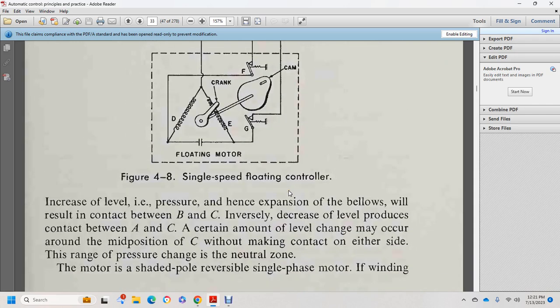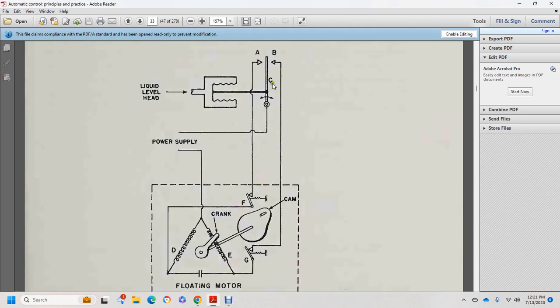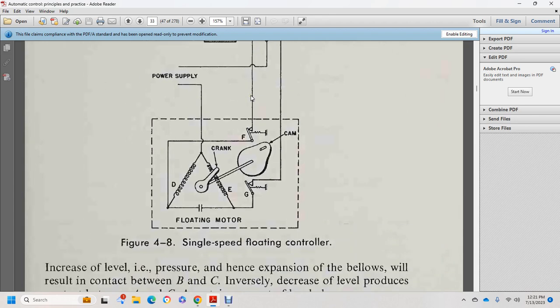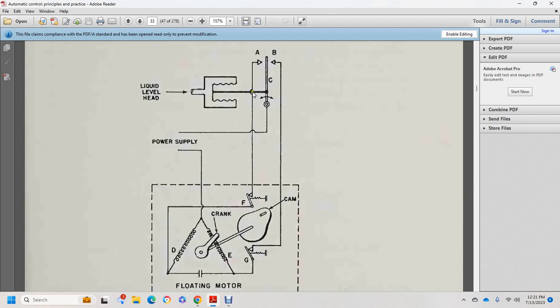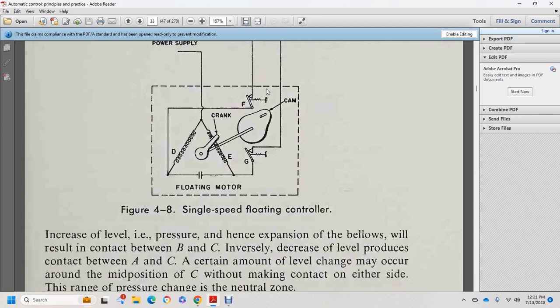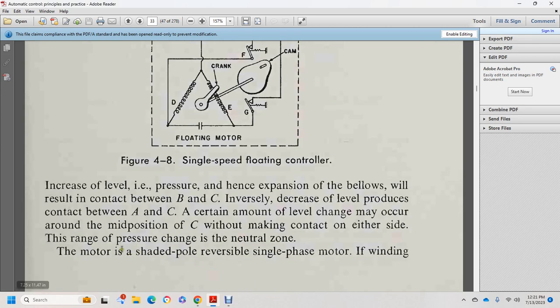Increased level of the pressure expands the bellows, resulting in contact between A and B, A, B, and C. C is inversely related to the level of A and C, with a certain amount of level change making contact over the mid position C without making contact on either side of the range, the neutral zone. The motor is a shaded pole reversible single phase motor.